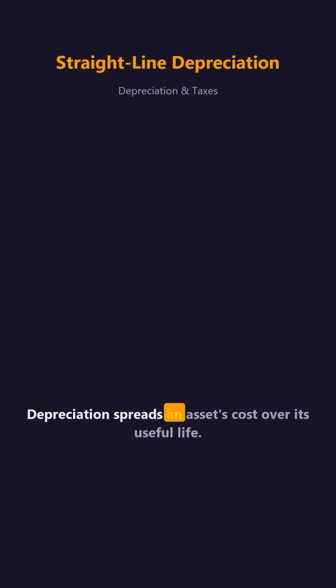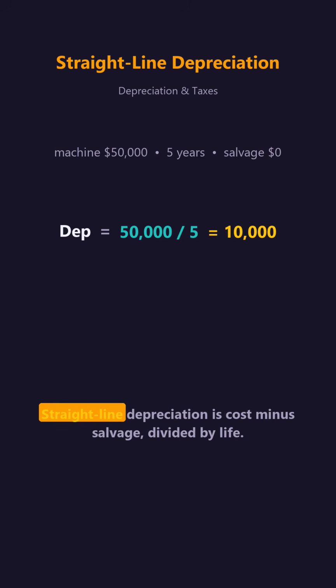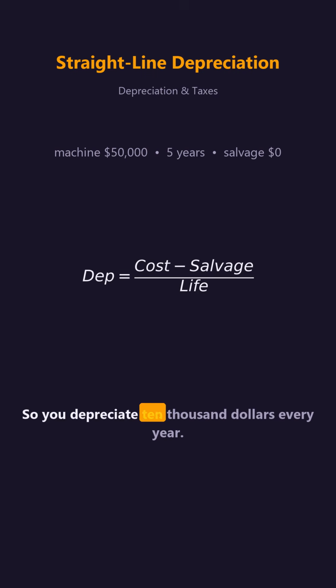Depreciation spreads an asset's cost over its useful life. You buy a machine for $50,000. It lasts 5 years, with no salvage value. Straight-line depreciation is cost minus salvage, divided by life. That is $50,000 over 5 years. So you depreciate $10,000 every year.